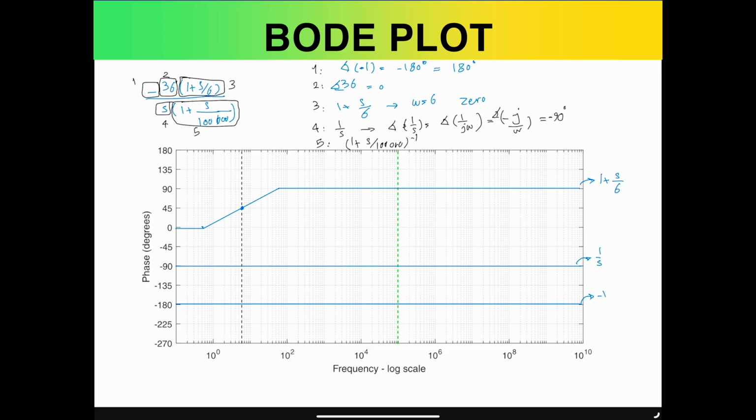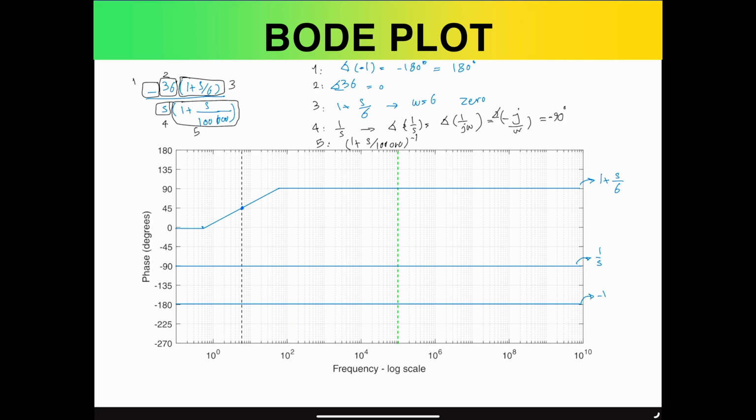So essentially, the phase diagram for this pole is going to be represented by, again, the critical point of it, which is going to be 100k. And at that critical point, the phase is going to be minus 45 degrees in this case, because that's a pole. And 1 decade before that, the angle is going to be 0, and 1 decade after that, the angle is going to be minus 90 degrees. And we're going to deal with something like this.